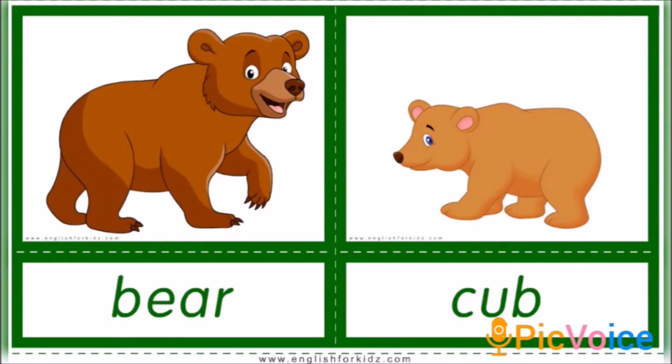This animal's name? Bear. What is the name of the young one? Cub. So the name of the parent animal is bear and the young one's name is cub.